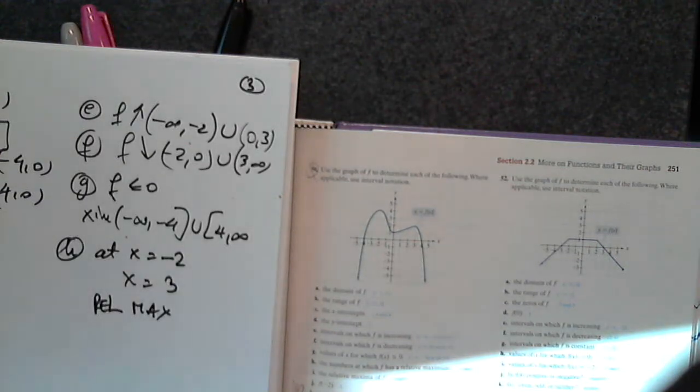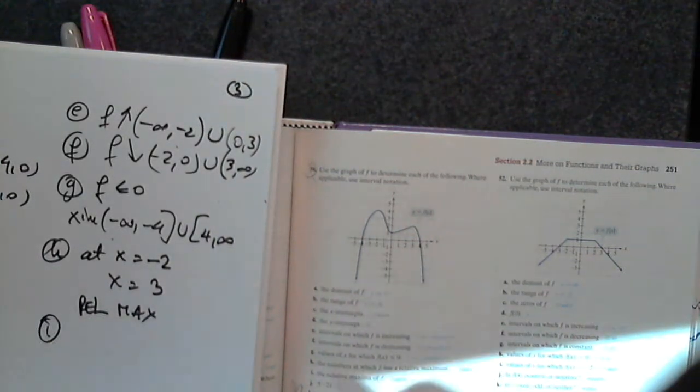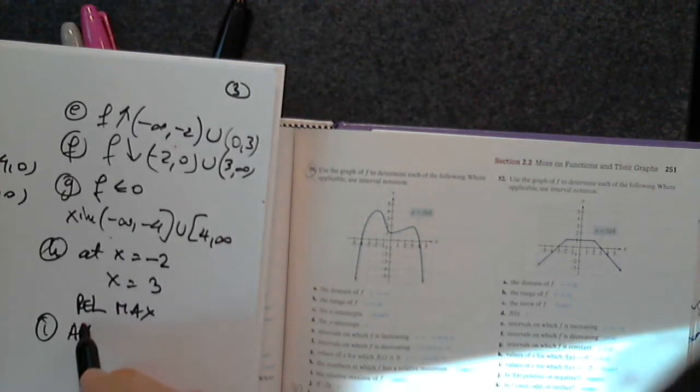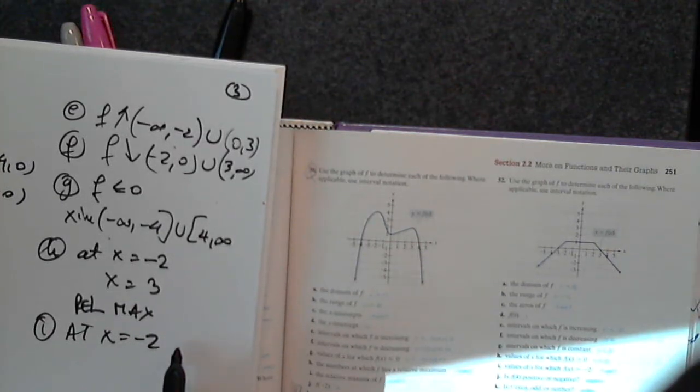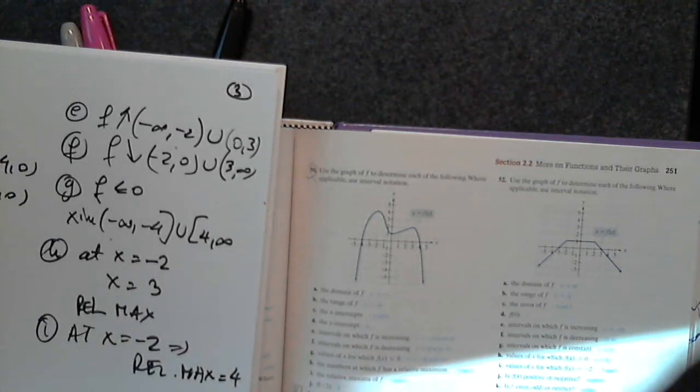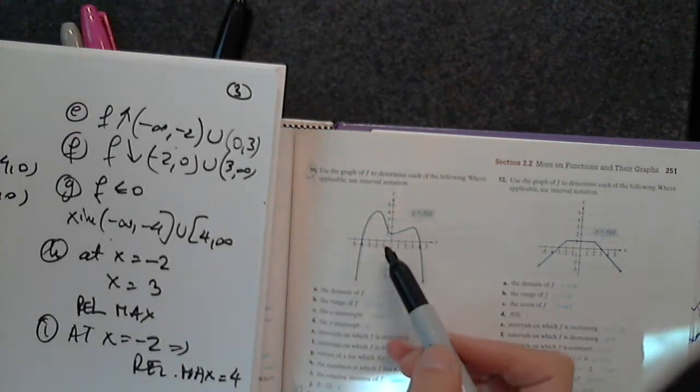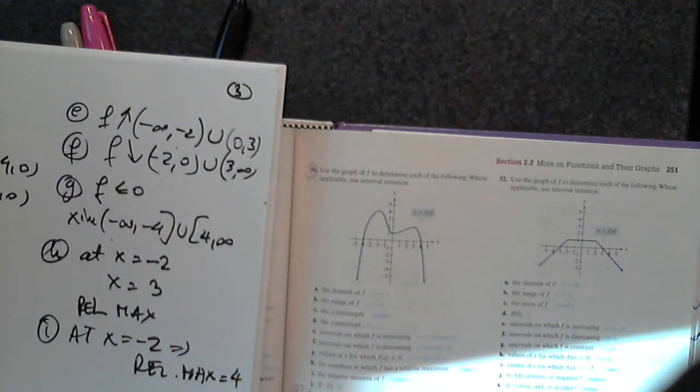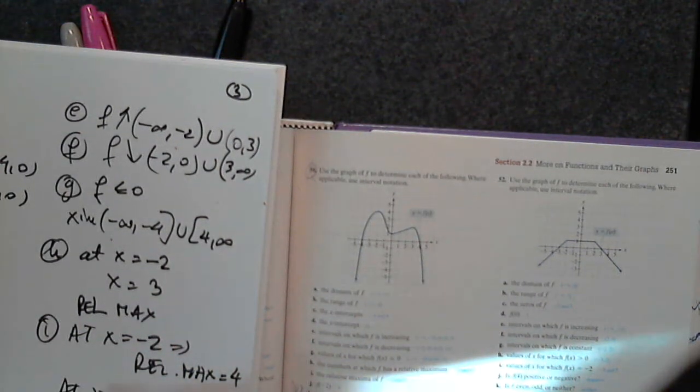Next question. Find the relative max of f. Now, we're not asked where the relative max is. We're asked how much it is. So please give me the how much. What is the relative max when x is negative 2? So at x equals negative 2, the relative max is 4. Do you all agree with 4? At negative 2, the relative max is 4. Do you agree with that? Perfect. And at x equals 3, the relative max is 2.